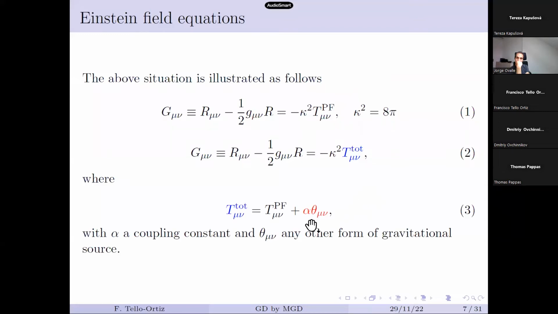Originally, this source is represented by this tensor, okay? This theta mu is another form of gravitational source, but it could be a scalar field, for example, a vector field, or a tensor field. And you are coupling this new form of gravitational source through a dimensional coupling constant, this alpha. But now you need to solve this problem. The Einstein field equation, okay, is equal to a quite complex form of the energy momentum tensor. Okay, this is not only the perfect fluid, but plus this unknown tensor or gravitational source.